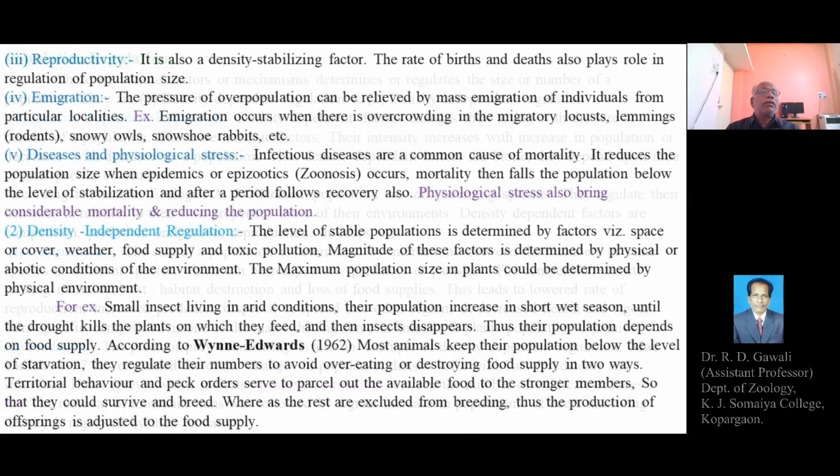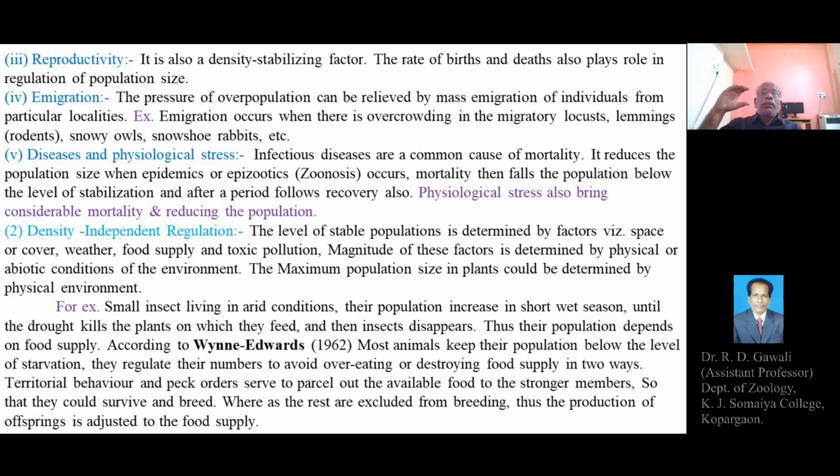Then the next type of density dependent factor, that is reproductivity. It is also a density stabilizing factor. The rates of births and deaths also play a role in the regulation of the population size. Reproductivity, or the rate of reproduction or breeding activities, or the rate of birth, is also a density stabilizing factor.